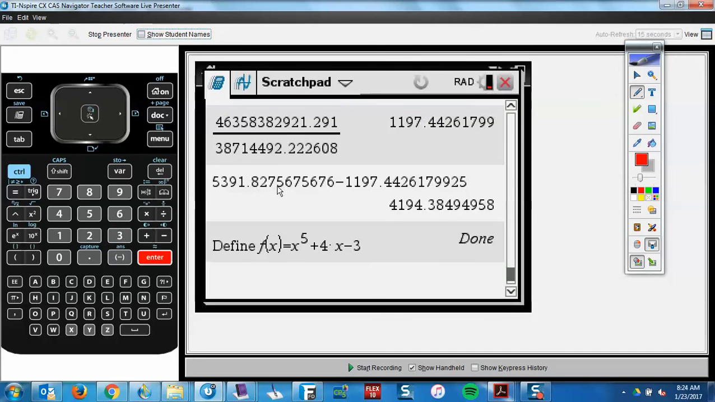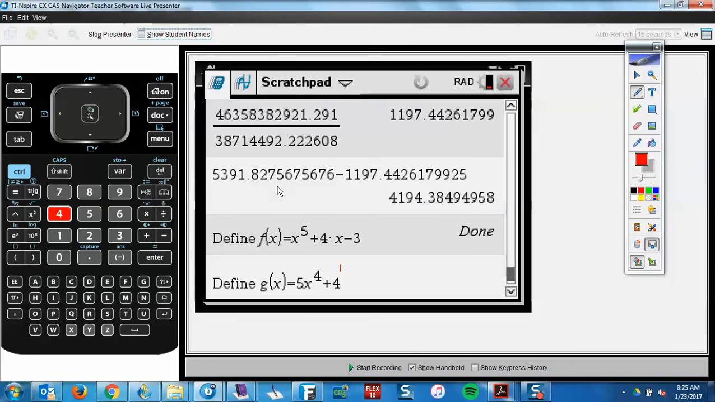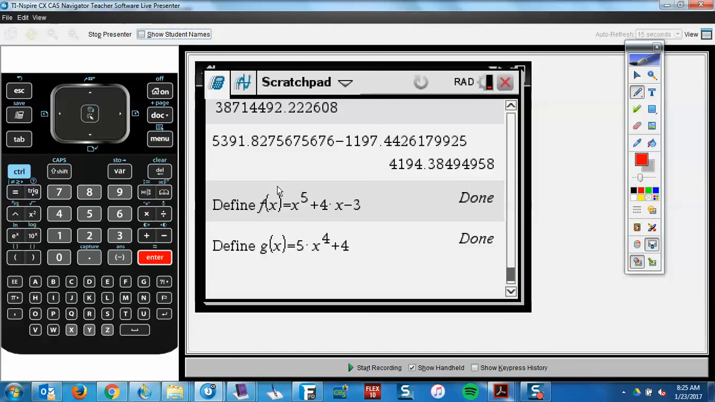Okay, hit enter. Now we're going to define our derivative to be g. We'll just remember that g is going to be our derivative. So menu 1, 1 is define. Define g of x, and that'll be our derivative. So that'll be 5x to the fourth plus 4. We always set this up ahead of time. So we got our f and our f prime, so we got f and we got g. Now, we want to start with 0.5. So we can recreate this table that we had here. So go do f of 0.5.